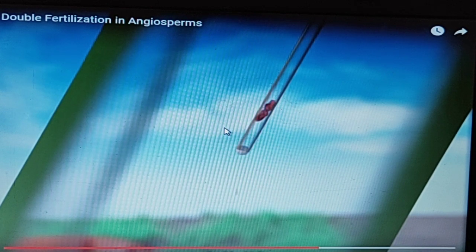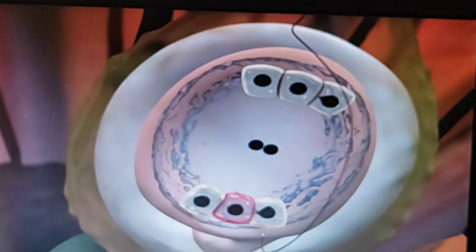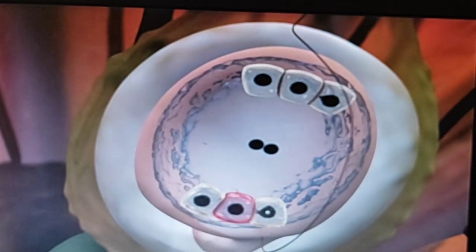Inside the pollen tube you have observed these 2 cells. They are known as the male germ cells. Clear? Now with the help of the pollen tube, they move inside the style, and they enter from that lowest region, which is the opening portion. That opening portion is known as the micropylar end. Okay, now they are entering like this.